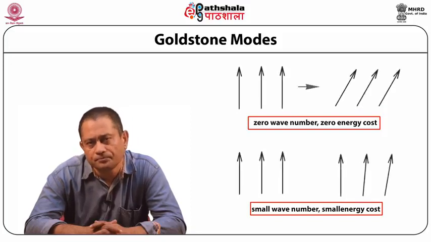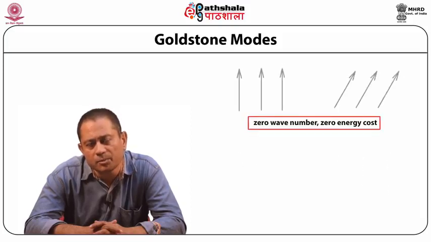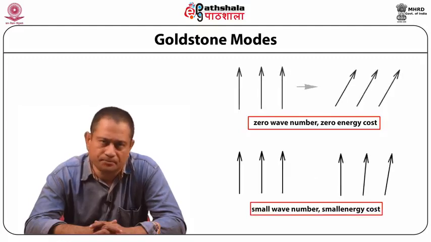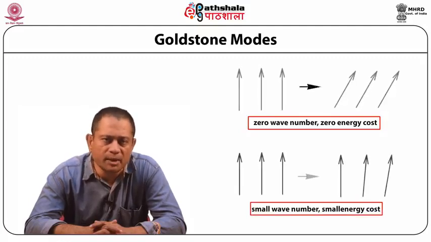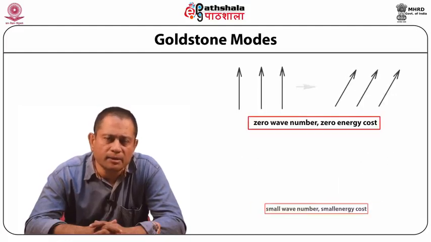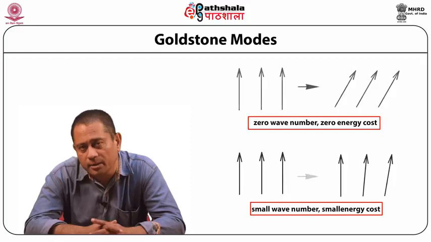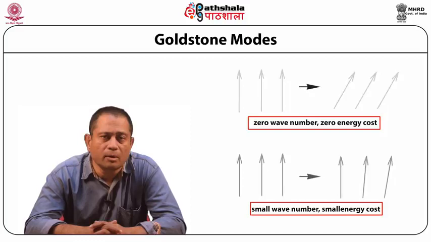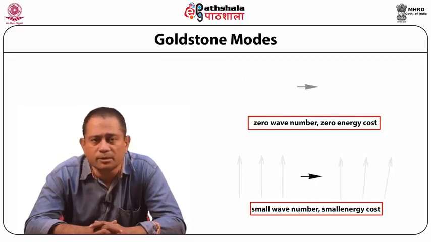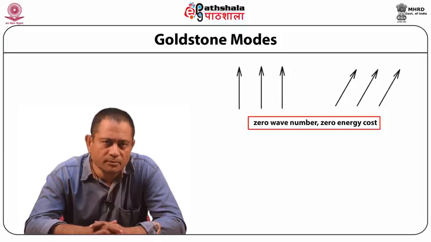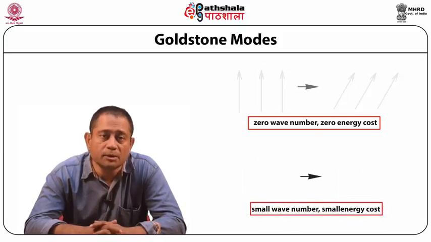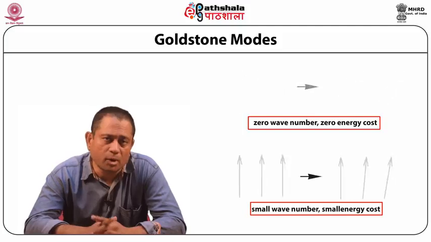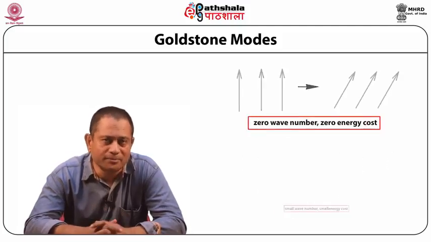Now, if you go to the bottom, again on the left hand side you have all the spins up, but when you take it to the right you will see that the spins are not all tilted by the same angle. For example, the first spin is still pointing up, the second spin is slightly tilted to the right, and the third spin is slightly more tilted towards the right. So you get a small wave number, that is, the wave number on the right hand side is not the same as here, there is a difference. So this costs energy, the small wave number, and that is exactly the Goldstone mode.